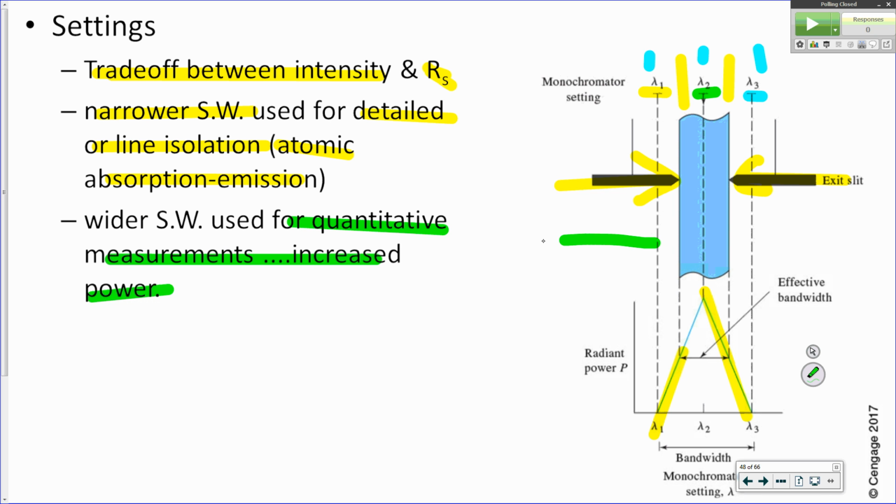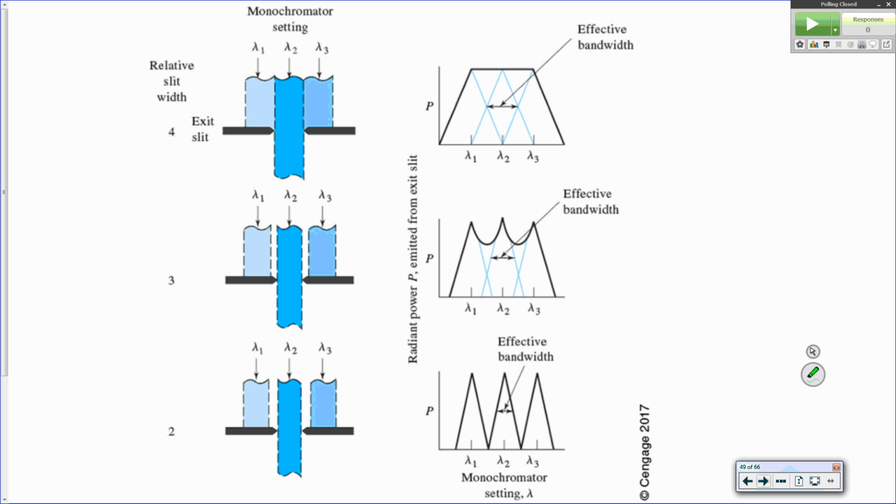There we're going to use the widest slit width. We're going to let more wavelengths go through to increase the power. It's easier to see a change. This slide kind of shows the different settings side by side, what you'd see.